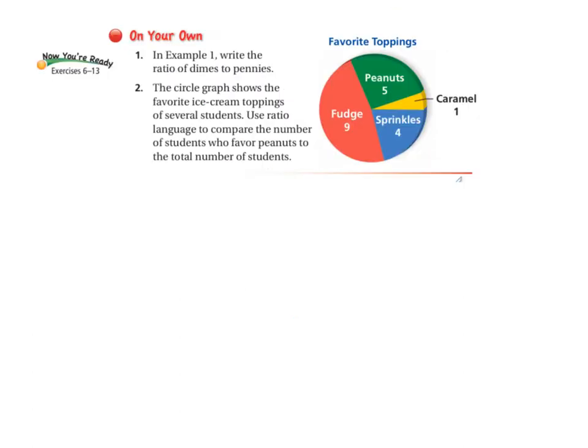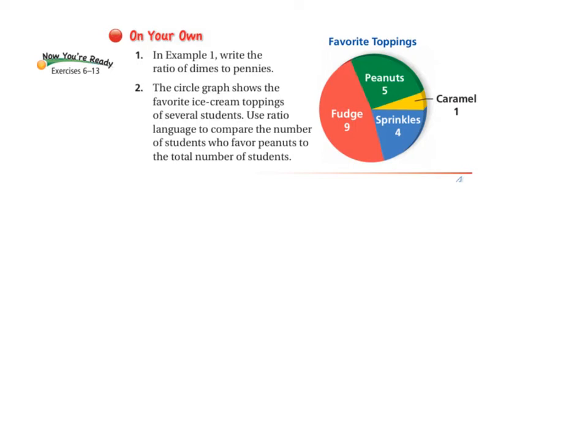So here's the time where we're going to take a second and try and write a couple ratios on our own. So go ahead and pause the video. In example 1, write the ratio of dimes to pennies. So go back and look at the picture for that part of the video, and do dimes to pennies, and write a ratio for that. And then for 2, it says the circle graph shows the favorite ice cream toppings of several students. Use the ratio language to compare the number of students who favor peanuts to total students.